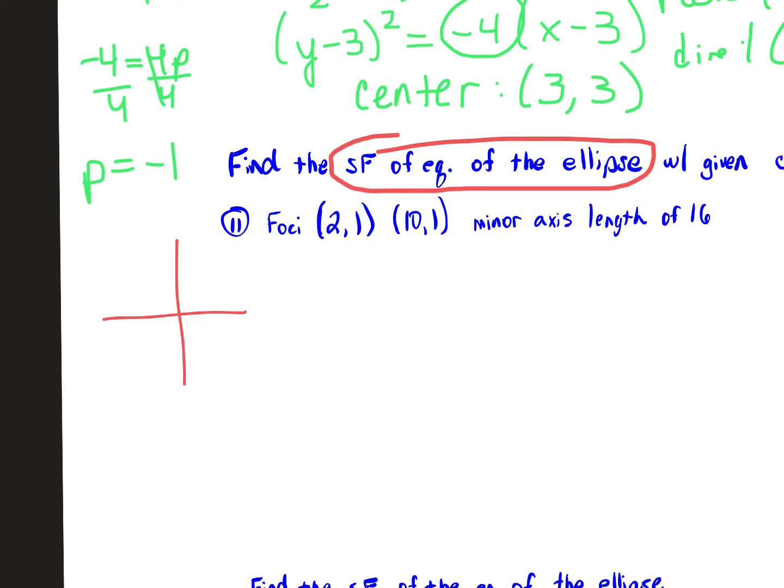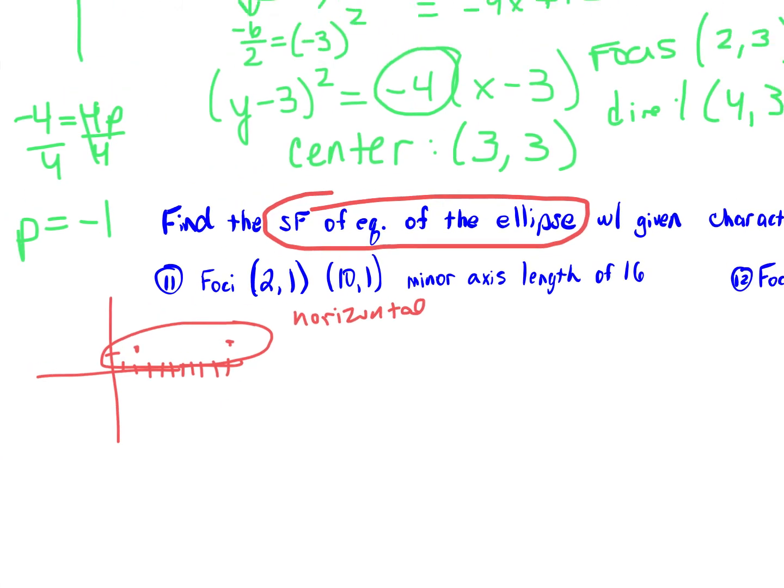My foci are at 2, 1, so 2, positive 1, and then at 10, 1, so 2, 3, 4, 5, 6, 7, 8, 9, 10, and 1. So if you notice, my ellipse is going to open this way. This is a horizontal ellipse. So you should look on your notes and say, okay, I need the horizontal standard form equation of an ellipse, and it looks just like this.